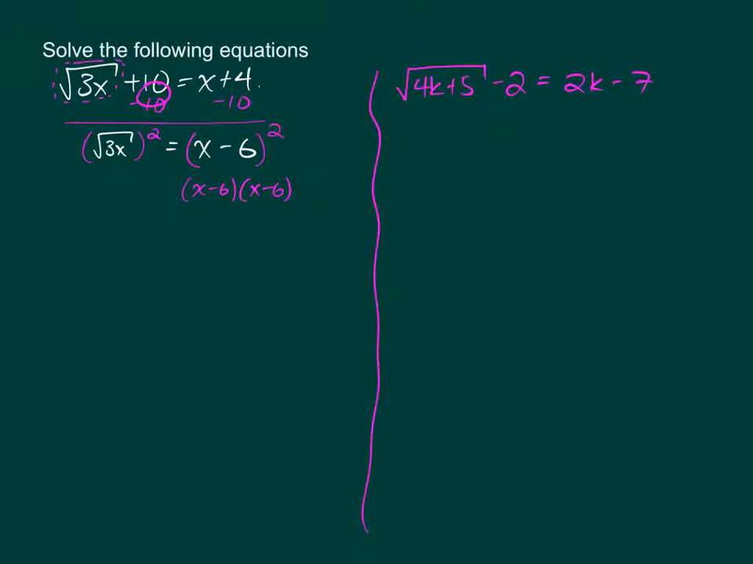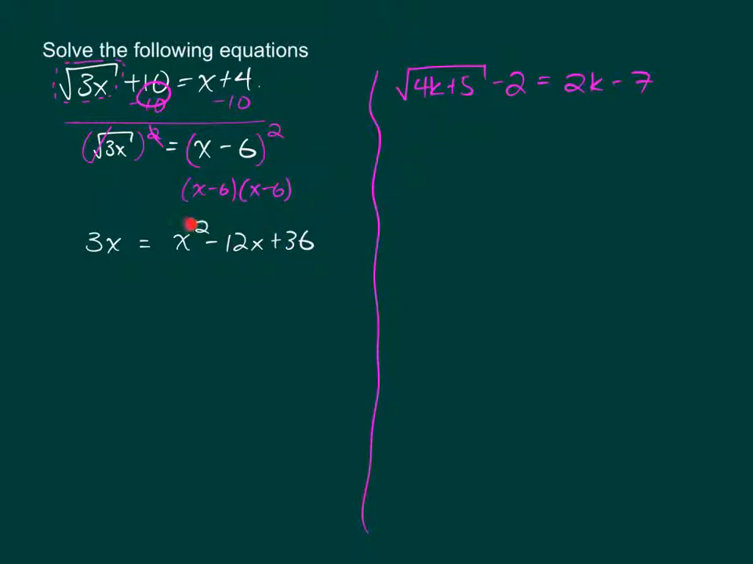On the left side, that's easy enough. The square and the square root reduce away. That's the whole point for squaring. So you have 3x equals x squared minus 12x plus 36 once you FOIL this out.